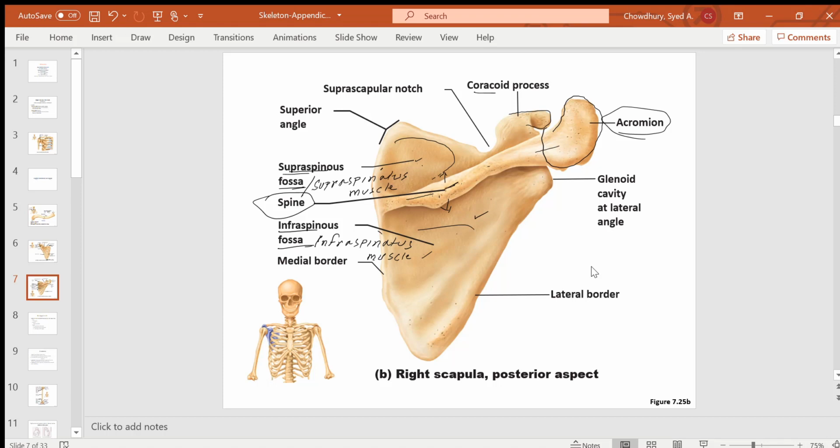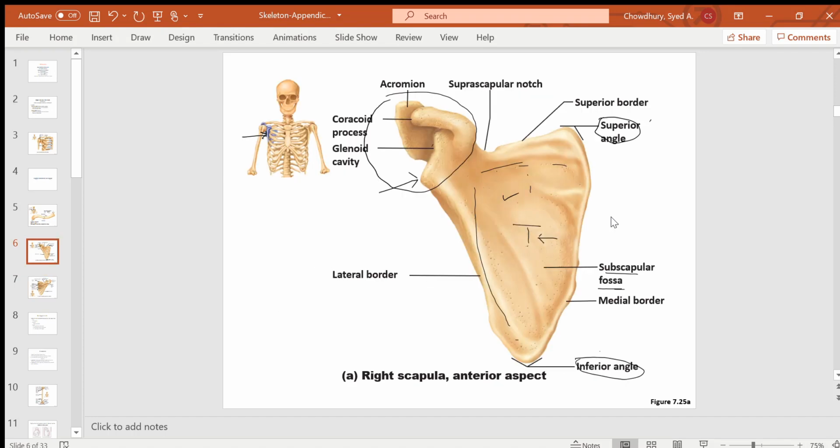Okay, so coracoid process looks like a beak of a bird. The name coracoid came from the beak of a bird. It looks like a beak of a bird probably, and you have a shallow socket or cavity. It's like a shallow cup-like structure for the head of the humerus to form the shoulder joint. Okay, and this is called the glenoid cavity at the lateral angle.